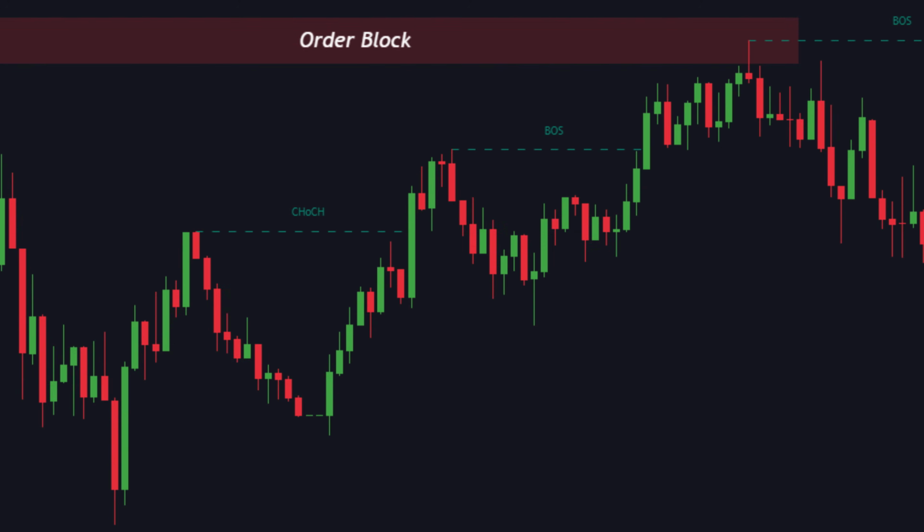Order blocks give us a powerful way to understand where institutional traders are entering the market. By following the three rules, inefficiency, break of structure, and first tap only, we can filter out weak zones and focus on high probability setups. Whether bullish or bearish, the charts in this video show how precise these zones can be when validated correctly. Master these rules, and order blocks become one of the most reliable tools in your trading arsenal.